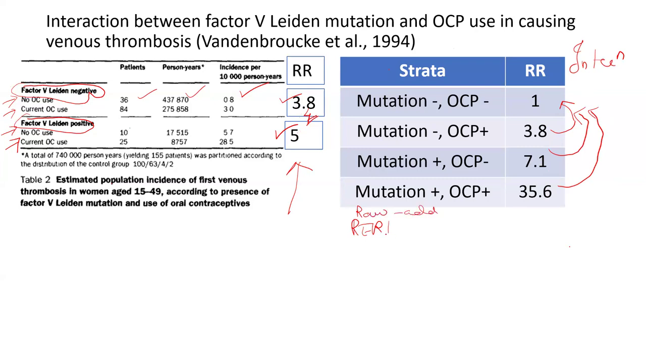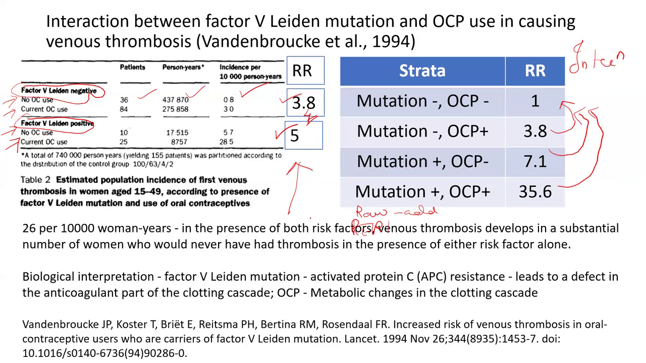Yes, multiplicative interaction. You can do all of this. And even if you do that raw thing, where you had the formula of P11 minus P01 minus P10 plus P00, you will come up with this sentence which was there in this particular study. So 28.5 minus the three top numbers gives you 26 per 10,000 women years.